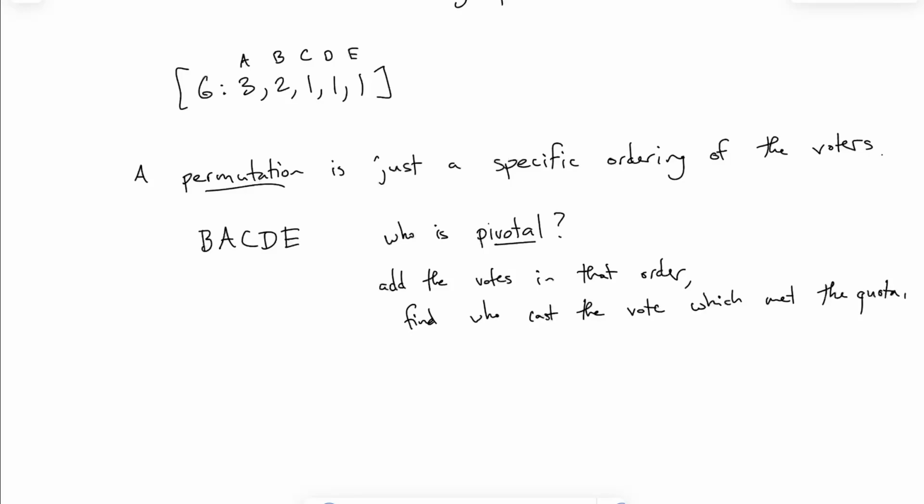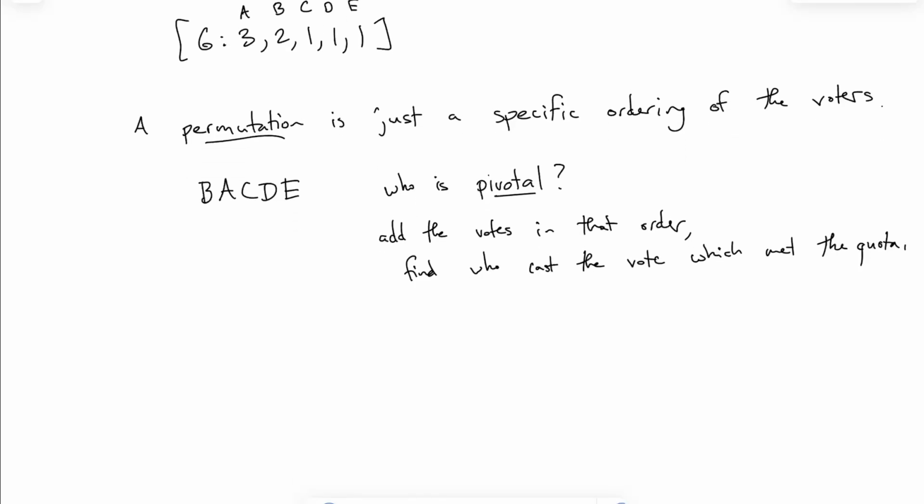So we add the votes in that particular order and we find who cast the vote which met the quota. This is not hard to do, although you do have to kind of concentrate. Once you know what you're doing, you can sort of do all of this in your head, but I'm going to write it out in extreme detail.